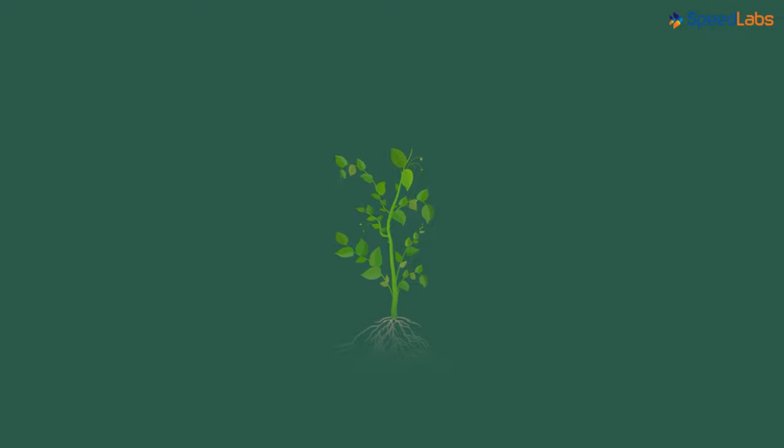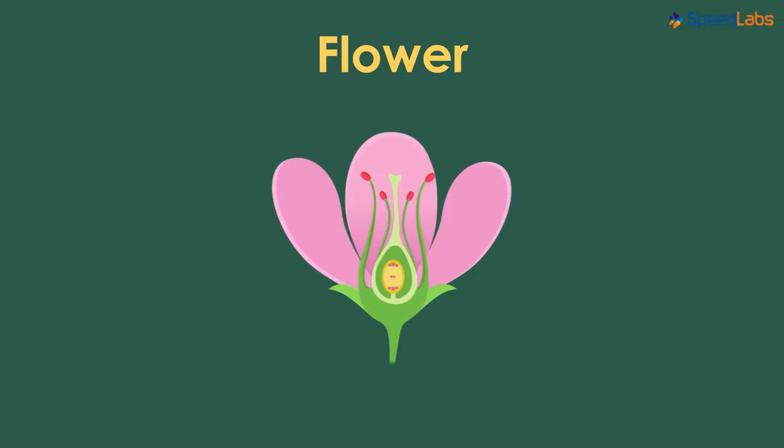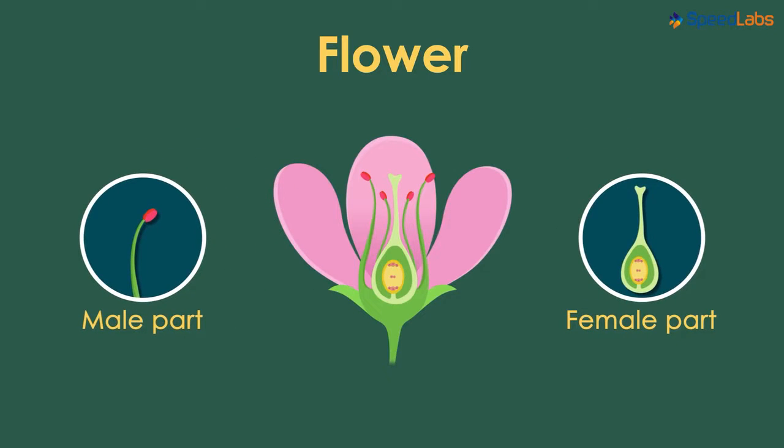By now, we know how sexual reproduction in plants takes place. This is what we've learned. The flower, which is the reproductive organ of the plant, bears the male and the female parts. The male part, the stamen, contains the male gamete, while the female part, the pistil, has the female gamete. Fusion of the two gives rise to an embryo.